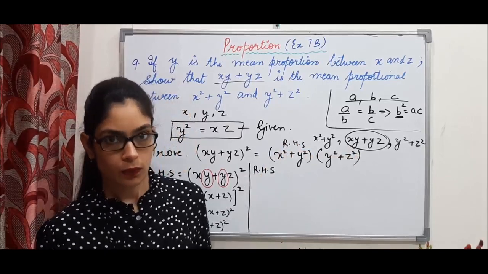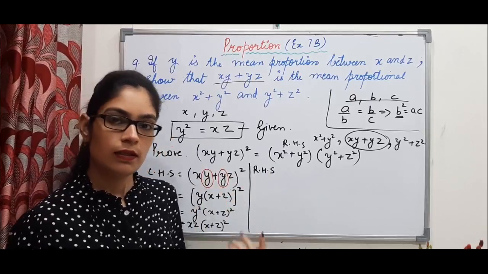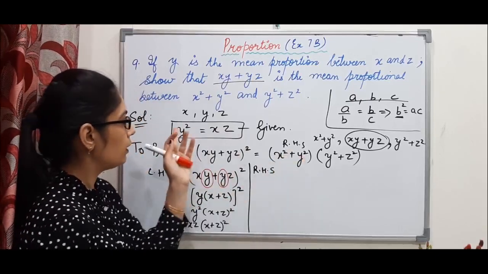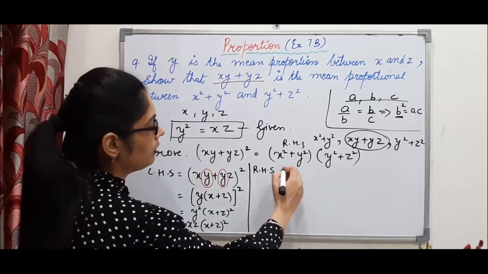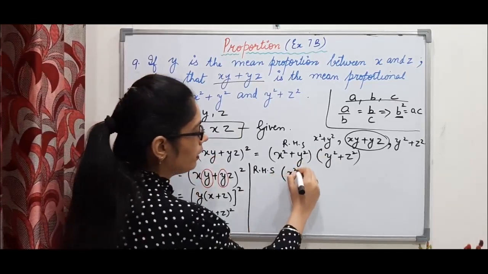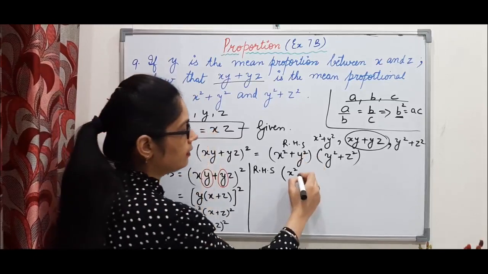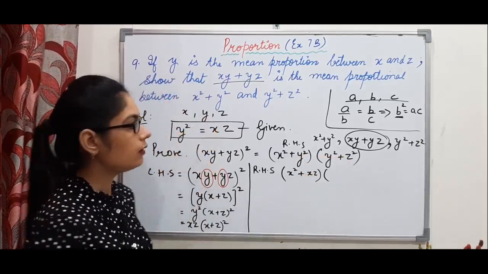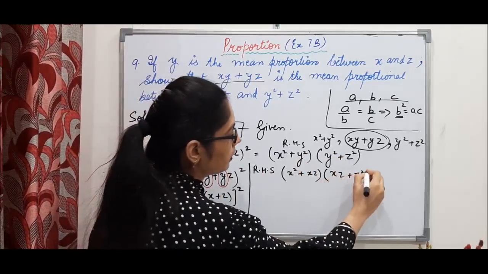Now I have told you, wherever we see we can utilize the given things, there we have to use it. Y square, y square, y square, y square. So the value of y square is given to us, so we can substitute here. Y square is xz, so x square, in place of y square I will write its given value, that is xz. Then again here y square is there, y square is equal to x into z plus z square.